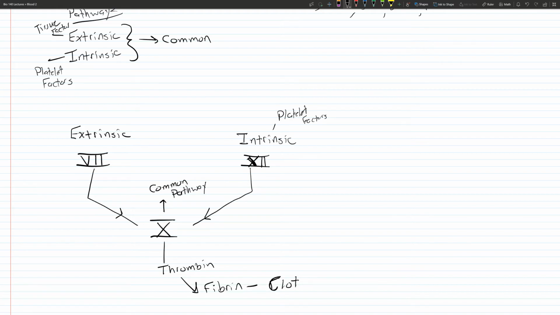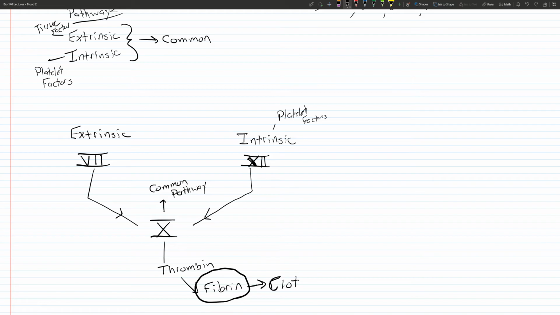I need you to know there's an extrinsic, an intrinsic, and a common pathway. Extrinsic is factor 7, intrinsic is factor 12, and the common factor is factor 10. The ultimate goal of factor 10 in the common pathway is to activate fibrin, and that is going to help us stabilize our clot. That's all we need to know.